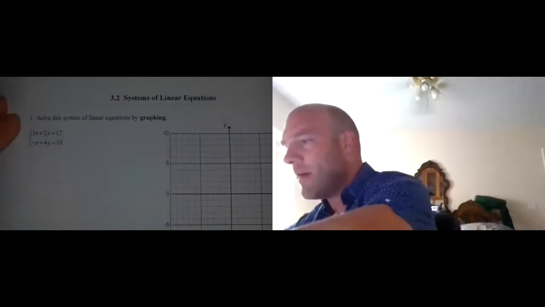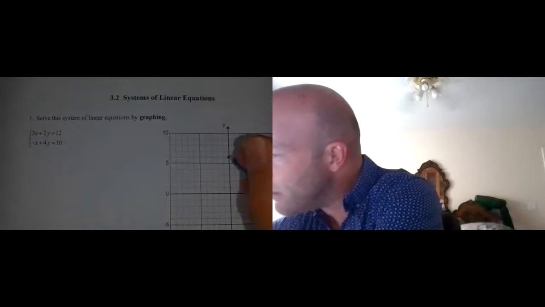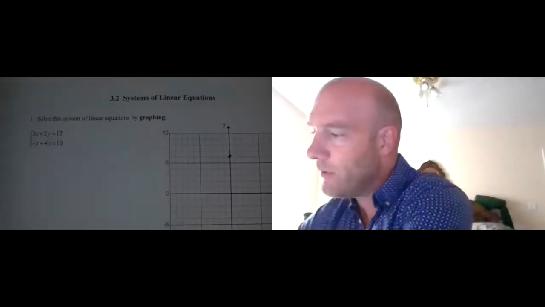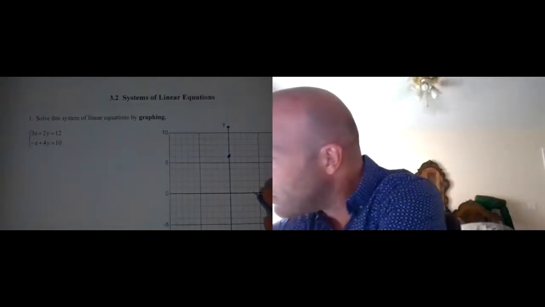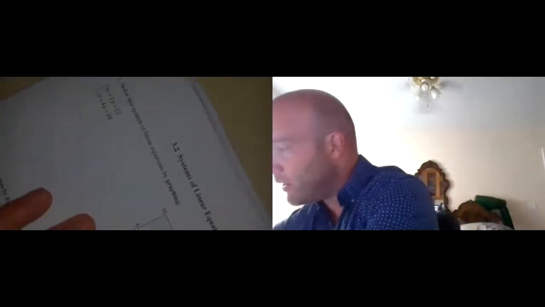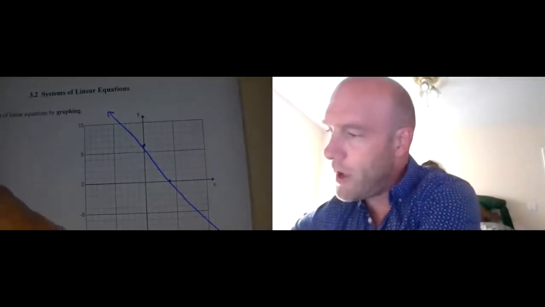I'll use that finger method. If x equals 0, y equals 6. If y equals 0, then x equals 4. And I will draw a reasonable line which goes through this. Negative x plus 4y equals 10.